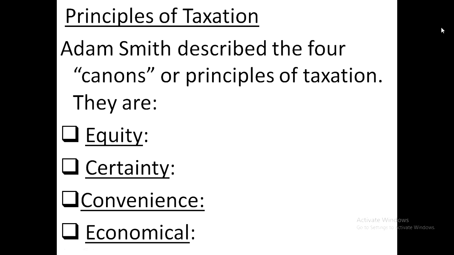Number one, equity. Equity means that tax should be levied according to the ability of a taxpayer to pay. So levy tax according to the ability to pay. The rich people have more ability to pay than the poor, so charge a higher tax for the rich and a lower tax rate for the poor.